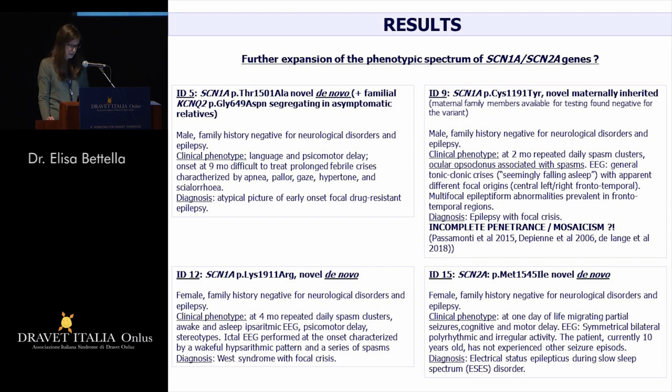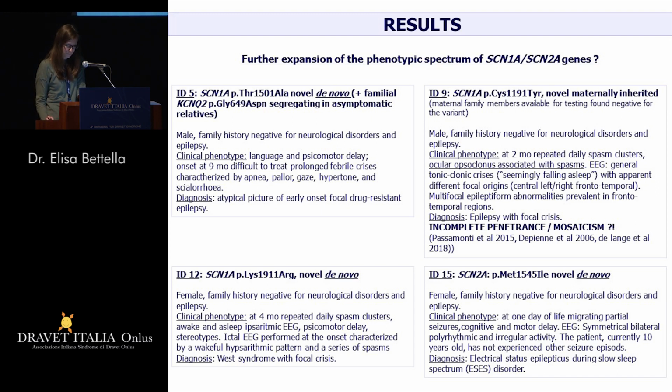The first patient arrived at our lab with a diagnosis of a typical picture of early onset focal drug-resistant epilepsy. And he had a de novo variant in SCN1A. But he also had a variant in KCNQ2 that was present in his mother and in his sister, and all of them are asymptomatic.